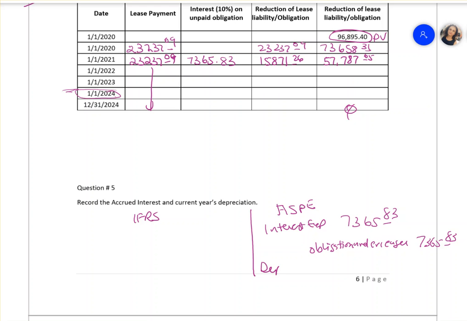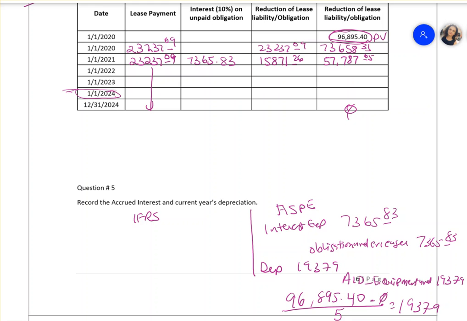And now we have a depreciation expense. We recorded the equipment under lease for 96,895, so our depreciation will be recorded on what we recorded in our books. In this case, the residual value is not guaranteed, so your residual value is 0, divided by the 5 years, gives me a depreciation for the year of 19,379. Then you have an accumulated depreciation, equipment under lease, which is also 19,379. So this entry does not change, they both stay the same.